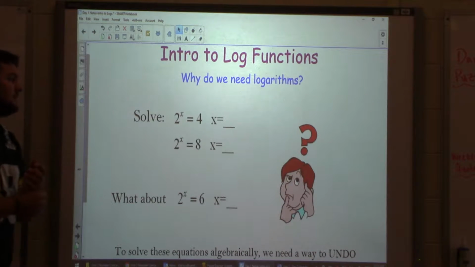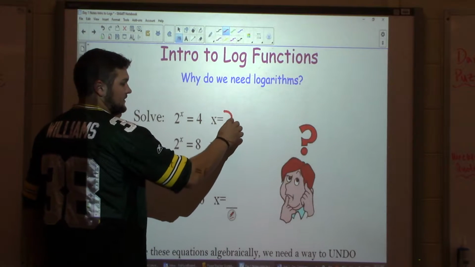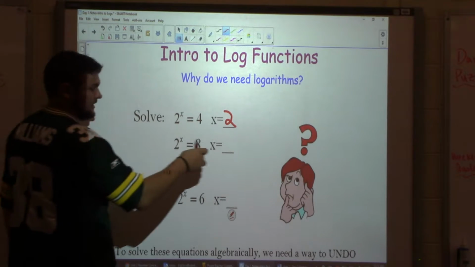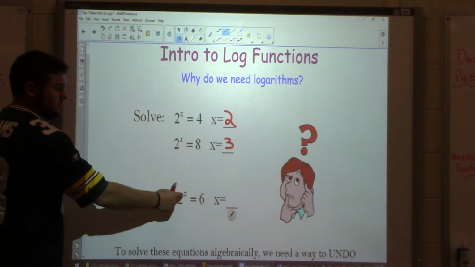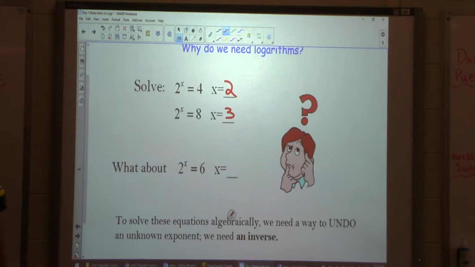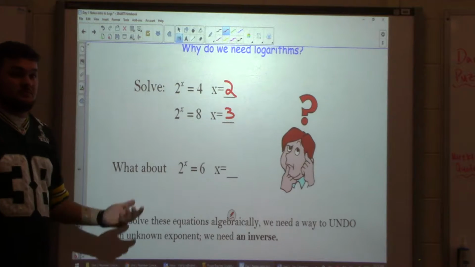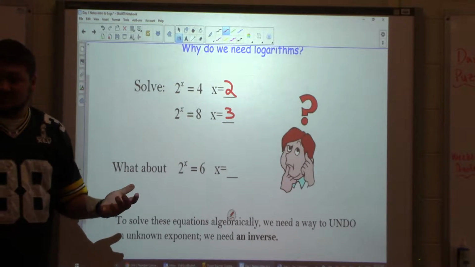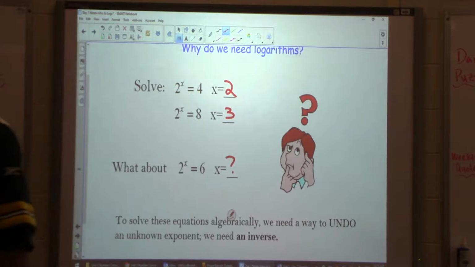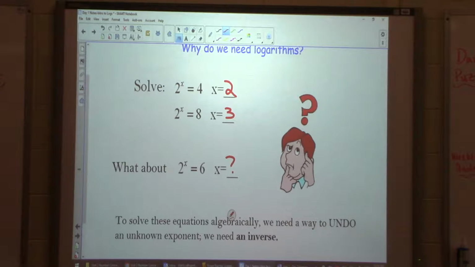Well, 2 to what power equals 4? 2 to the second power, right? 2 squared. 2 to what power equals 8? 3. Good. 2 to what power equals 6? Do we know? No. It's a question mark. We don't know that. And this is why we need logarithms. Right? To be able to solve this, we're going to need logarithms. We're going to have to switch it into log form.